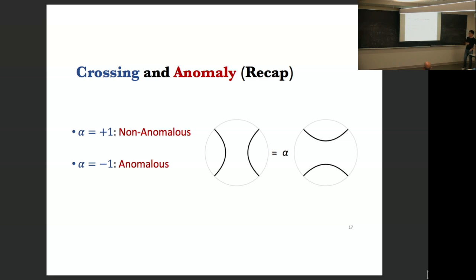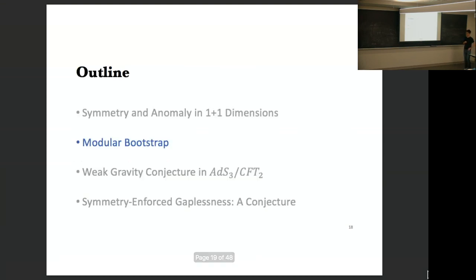This is just a recap that there's a crossing relation of the topological line. When alpha is plus one, that means the line has no 't Hooft anomaly and can be gauged. When alpha is minus one, that means there's a 't Hooft anomaly and the Z2 cannot be gauged. So that concludes the abstract description or characterization of the Z2 symmetry in 1+1 dimensional field theory and its anomaly. Now we're going to move on to the second part where we combine with the modular bootstrap.